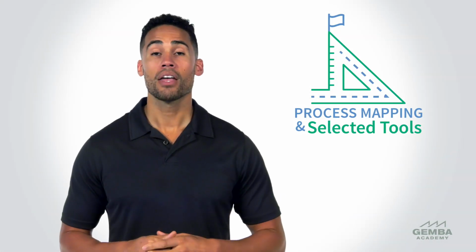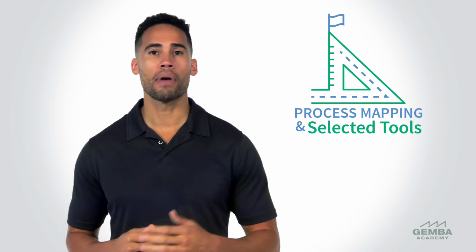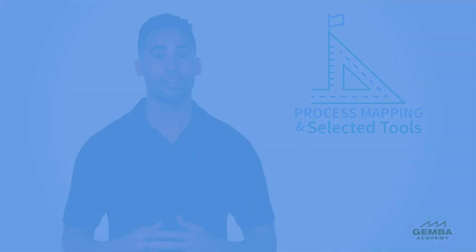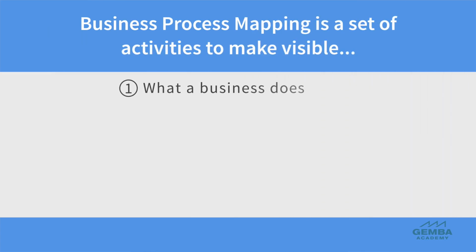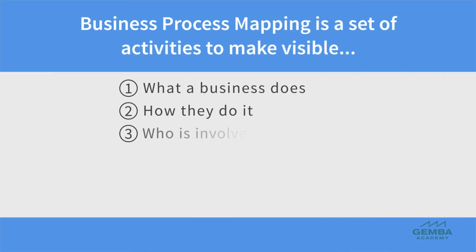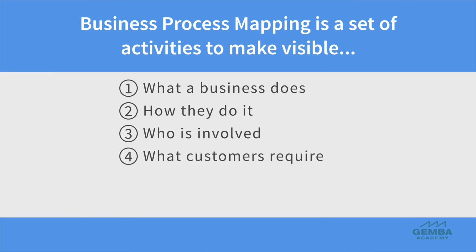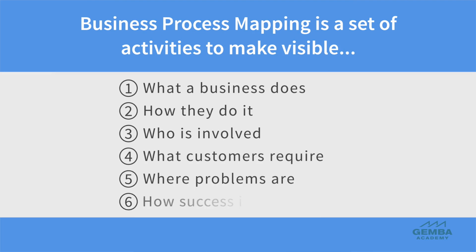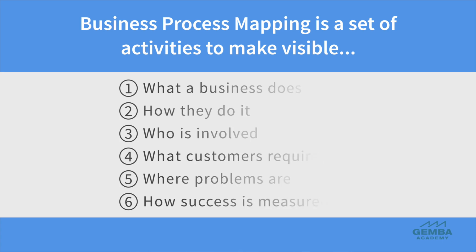Hello and welcome. Business process mapping is a set of methods and tools to visualize our work. These maps show us what a business does, how they do it, who's involved, what customers require, where problems are, and how they measure success. When we build and discuss process maps as a team, we begin to see things the same way.